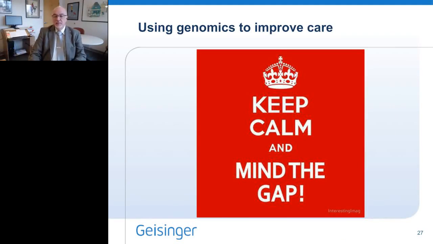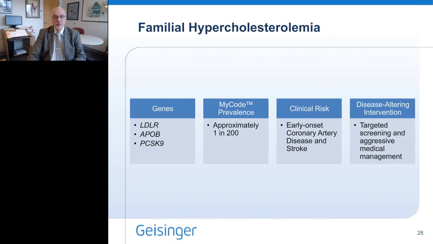Now, I want to provide some specific examples of how we think this type of genomic return of results can really improve care. I want to focus on some work that we've been doing in familial hypercholesterolemia. Right now, on our Geisinger 76, there are 3 genes that are known to be associated with FH. LDLR, the LDL receptor, is by far and away the most common gene that's been identified in prior studies. But the genes ApoB and PCSK9 are also known to be associated with FH.